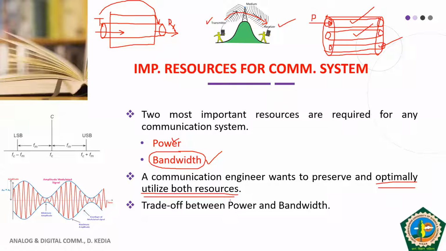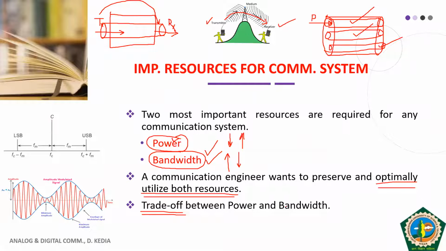They are not free. Okay, and another very important point is there is a trade-off between power and bandwidth. For a communication engineer, this is a very important thing. If a communication engineer wants to save power, if he wants to consume less power, then he needs more bandwidth. If he reduces power, then more bandwidth is required. If he increases power, then he can think of less bandwidth. So these power and bandwidth go in reverse direction. So that's why any communication engineer has to trade off between power and bandwidth.